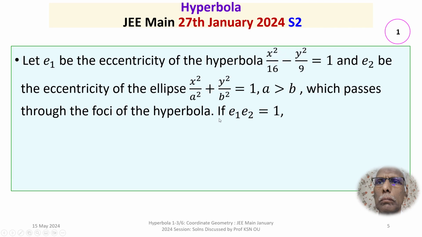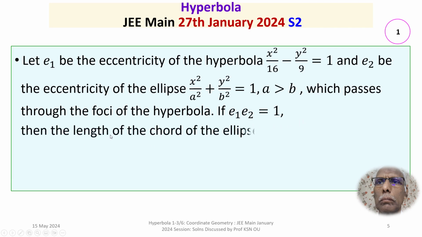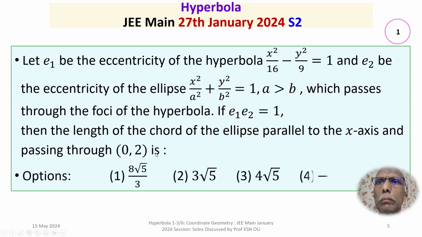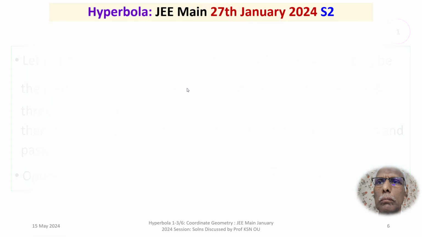It is given to you if E1 E2 is equal to 1, then the length of the chord of the ellipse parallel to x-axis and passing through 0, 2 is. We are given E1 E2 is equal to 1. Required to find the length of the chord of the ellipse parallel to x-axis and passing through 0, 2. We are given 4 options. We will now discuss the solution of the problem in detail.